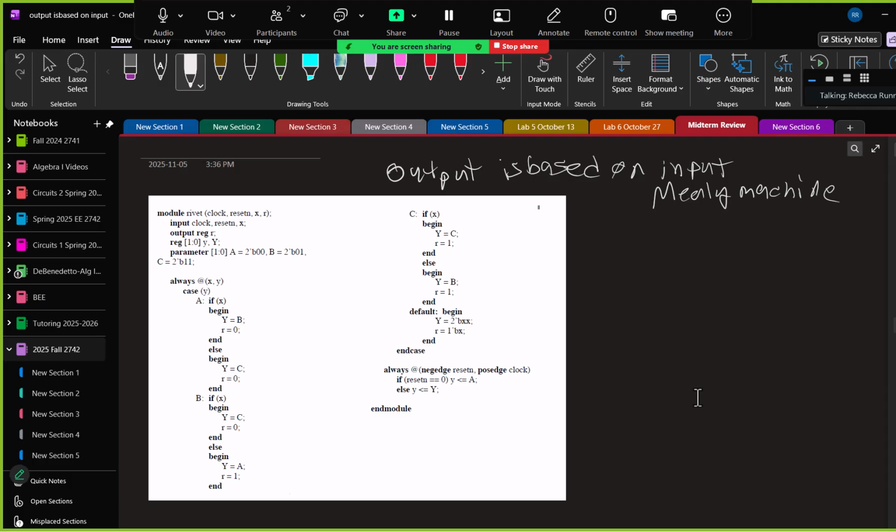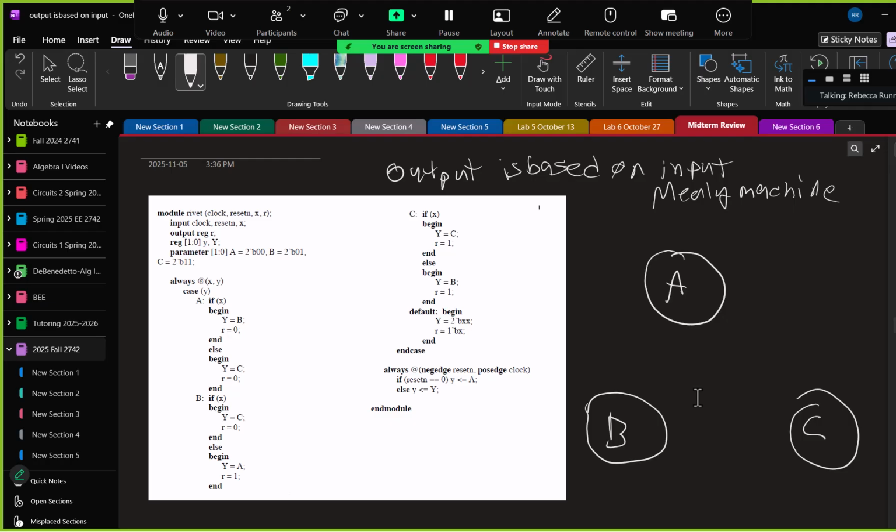So how many states does this machine have? 3. You just look at your always block, you see how many it seems to have. It seems to have 3, A, B, and C. And what are my directions on this one? It says draw the state diagram of the sequential circuit corresponding to the verilog model. Okay, so we just need the state diagram.